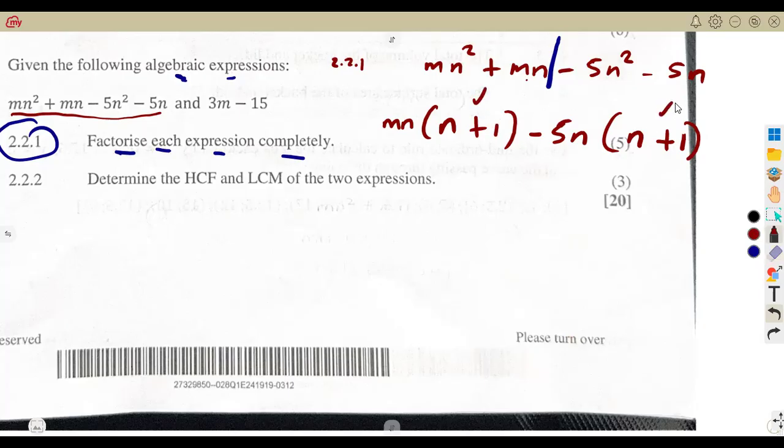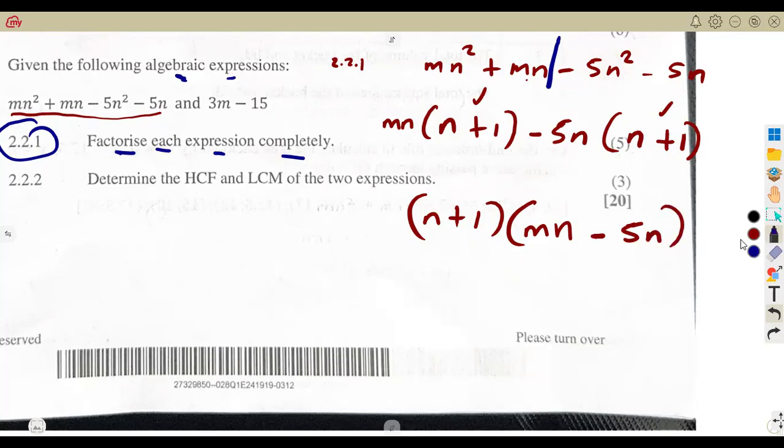N plus 1, N plus 1. You factor out the N plus 1. You take it out. And what are you going to remain with? You remain with Mn. And what about this one? Minus 5n.